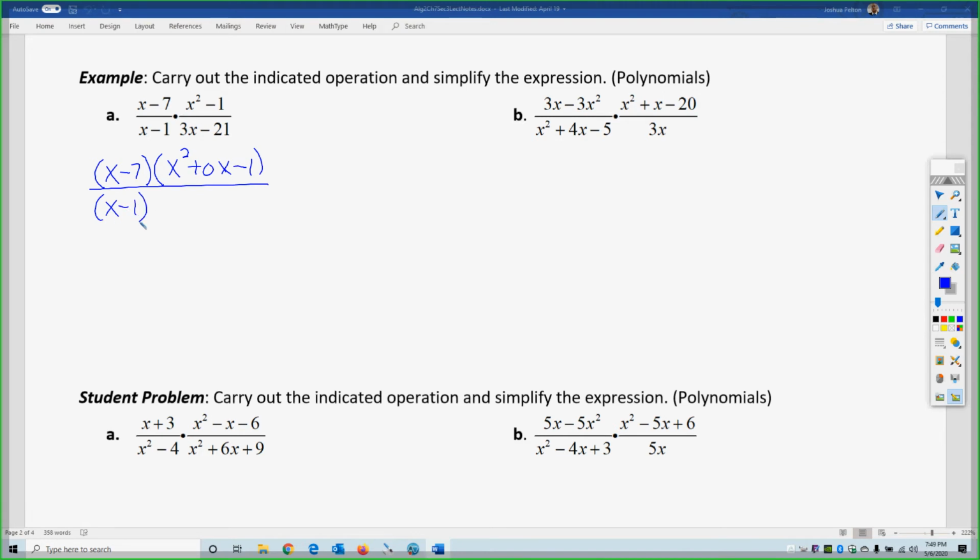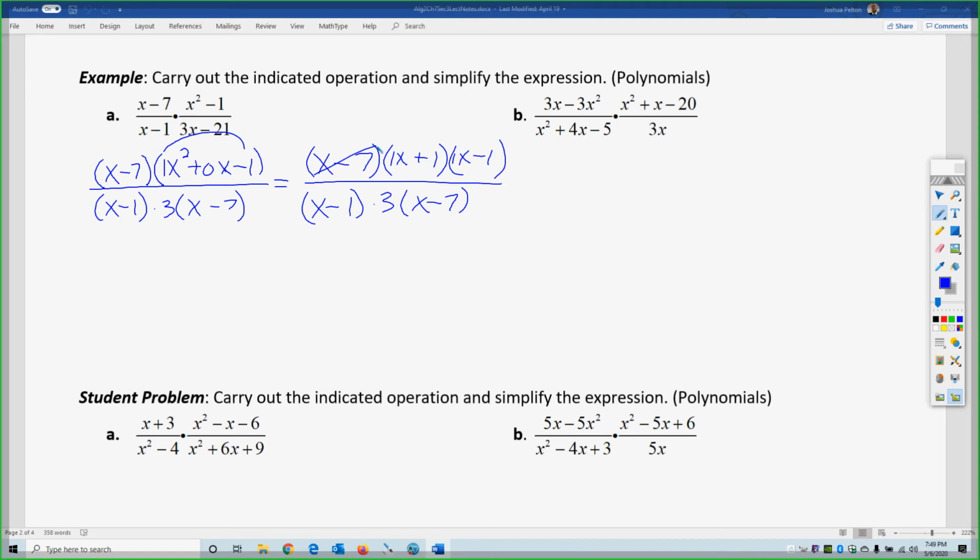The 3x and 21 have a common factor of 3, so I can factor out there. On the top now I can do quad form factoring, so I get x minus 7. That's going to be 1x, 1x, and then 1 times negative 1 is negative 1. The only factors are 1 and negative 1 because I need to get 0 as the middle term. So now I have on the bottom x minus 1 times 3 and x minus 7. So the x minus 7's cancel and the x minus 1's cancel.